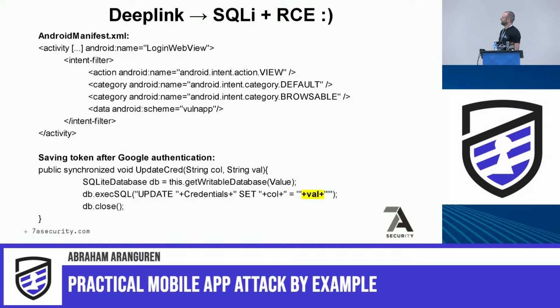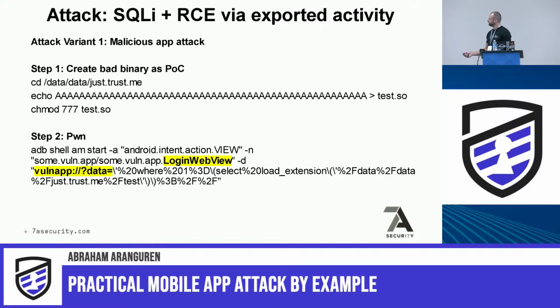SQL injection, very good. So I already kind of hinted about this before. When you have string concatenations, this is a good place to look for security problems, right? So in this case, we have a SQL query with a very clear string concatenation adding the value that comes from the deep link. We also have a browsable activity in the vulnerable app, right? So let's break this down, right?